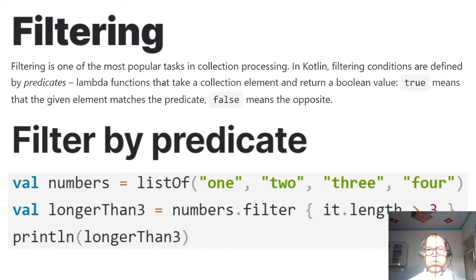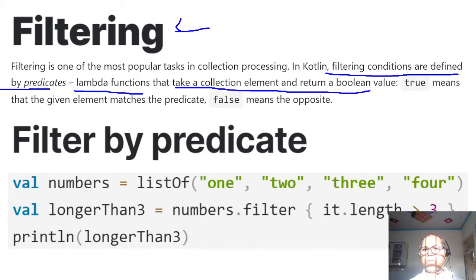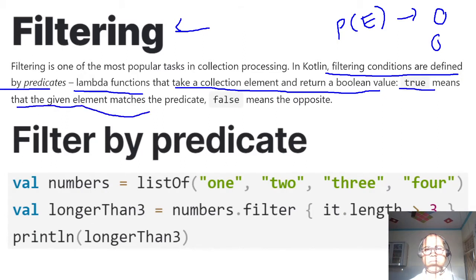As you know, filtering is just filtering conditions being satisfied by a predicate. So we generally pass a lambda function as a predicate, which takes a collection's element and returns a boolean value. I'd say the predicate is a kind of lambda expression. It takes one element and applies the condition to it. The condition is true or false. If true, it means the given element is matched by the predicate; false means just the opposite.